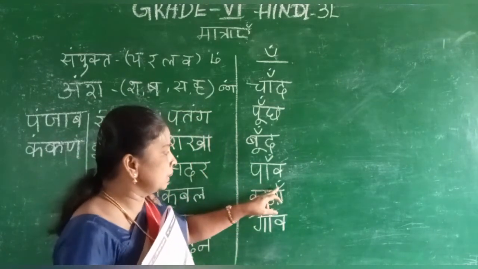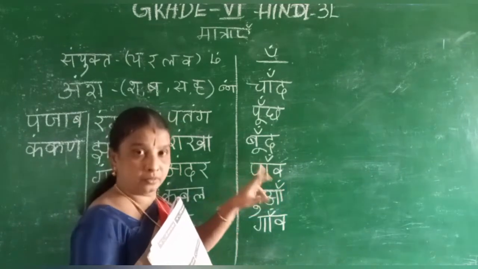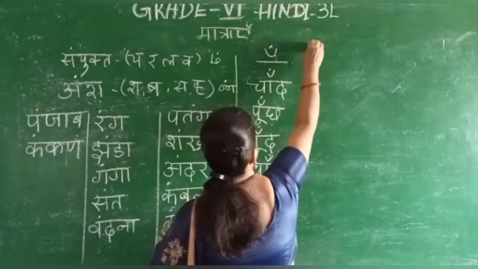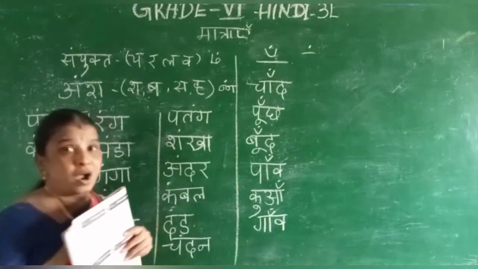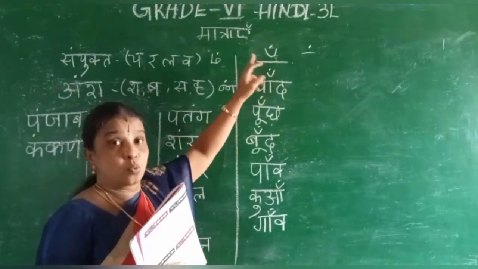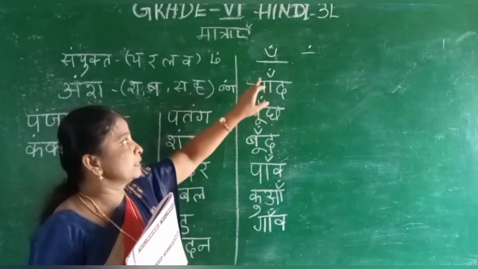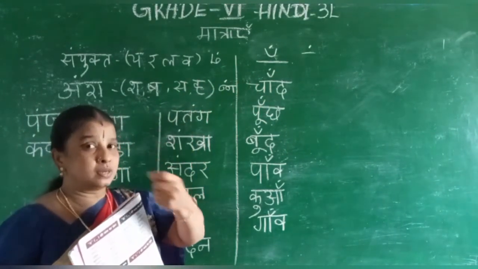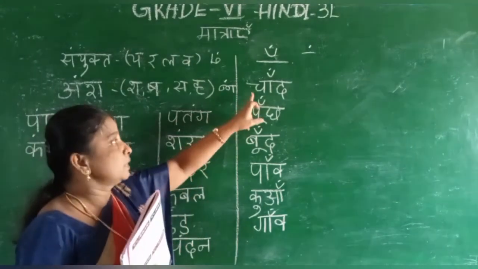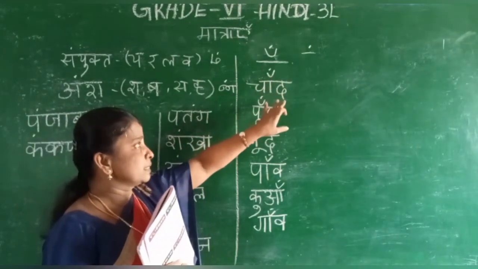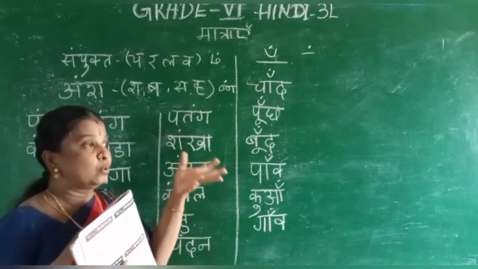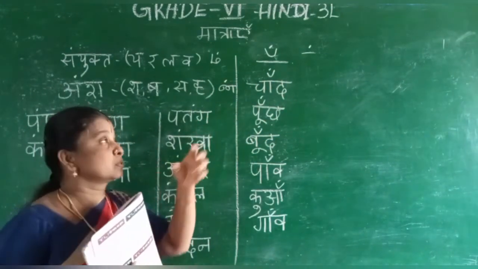So this symbol has two names. One is Chandra Bindu, another is Anunasik. Simply the dotted one is called Anuswar. It is Anunasik. Why? Because the sound of the symbol in these words should come out from our nose a little bit. Listen. The rules are the same. The dotted letters da, na are there. But the sound comes out from our nose.